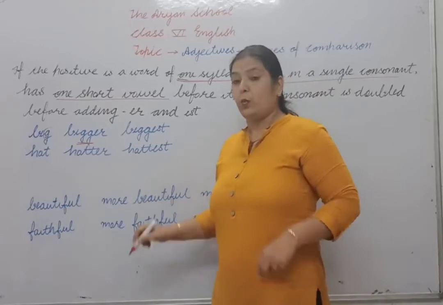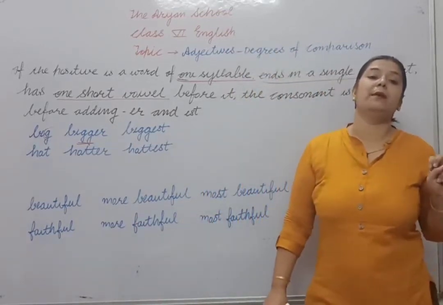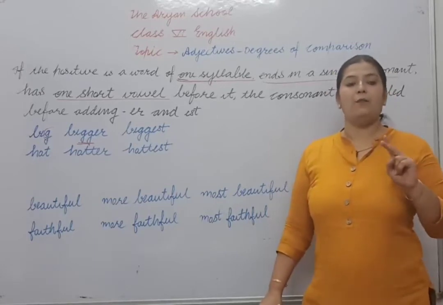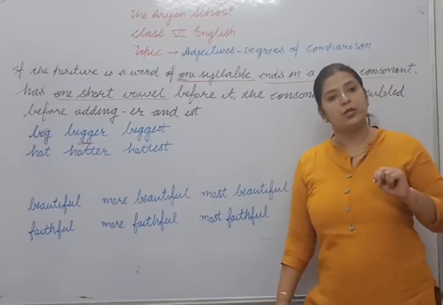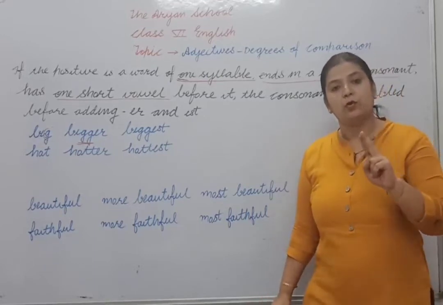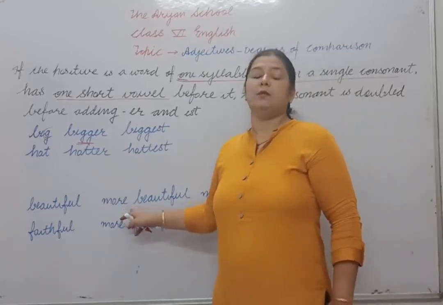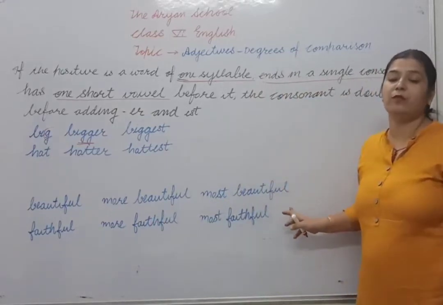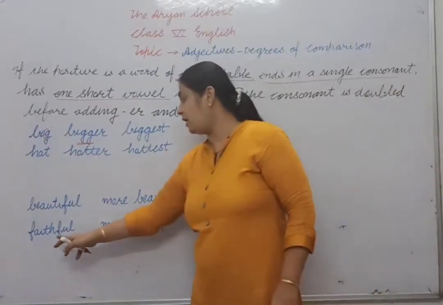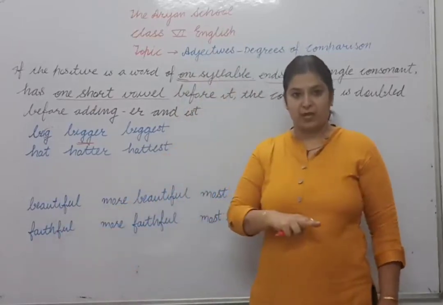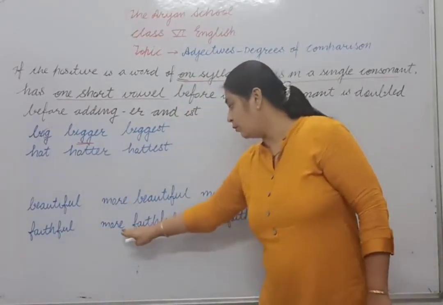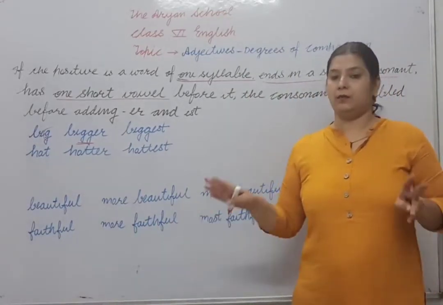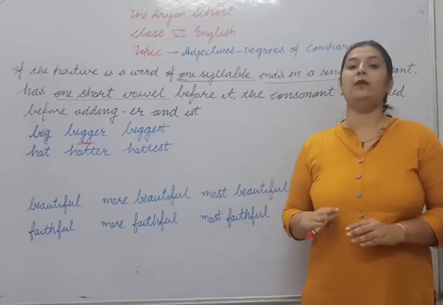Right? But if any word has more than one syllable, for example, beautiful. I am pronouncing this word in two parts. Beautiful. It means it has more than one syllable. In those degrees, we use more beautiful for the comparative degree and most beautiful for the superlative degree. Next example is faithful. Two syllables are there. More faithful, most faithful. One more example, hard working. Two syllables are there. More hard working, most hard working.